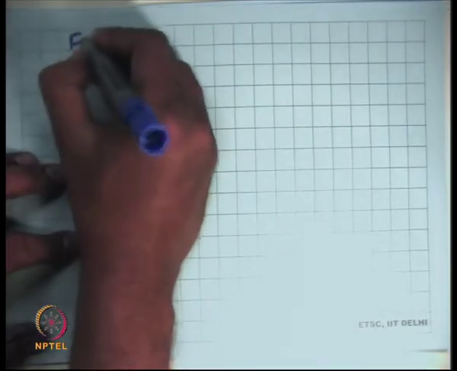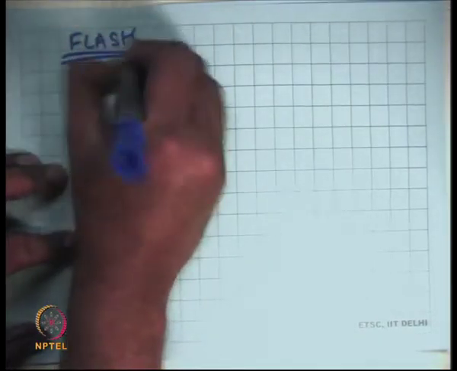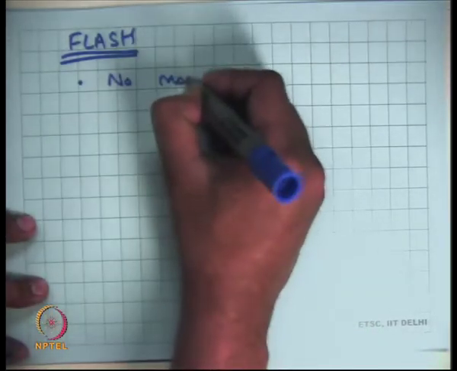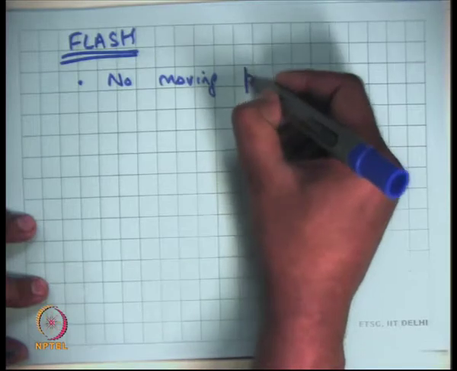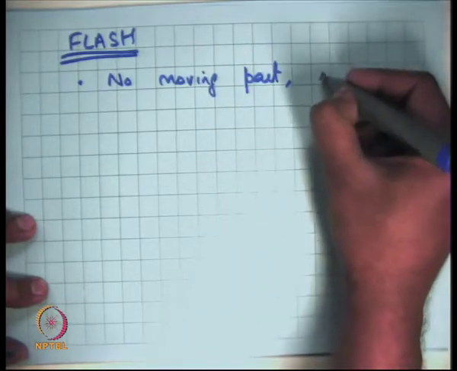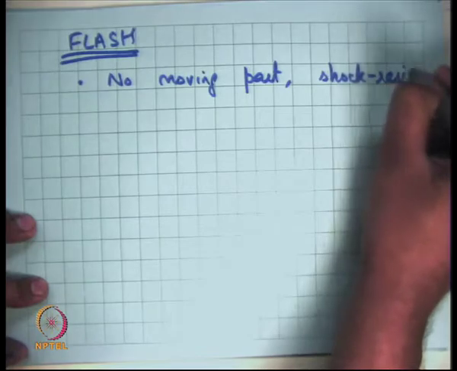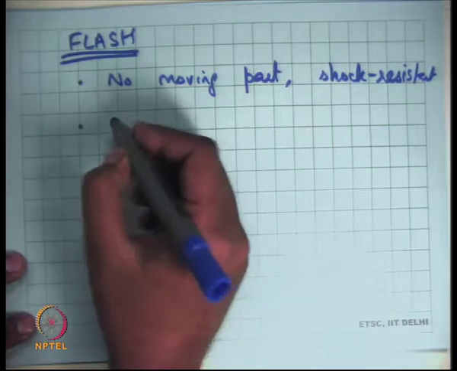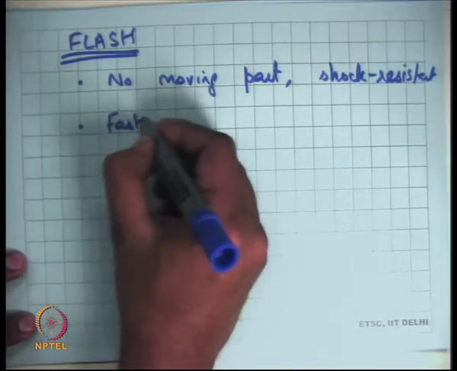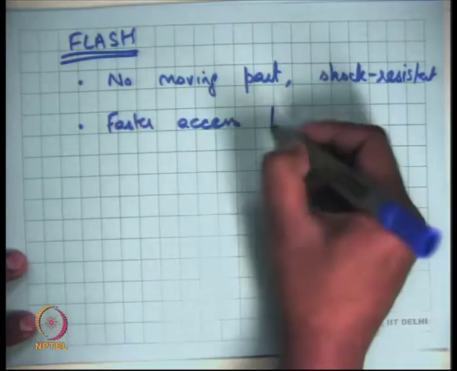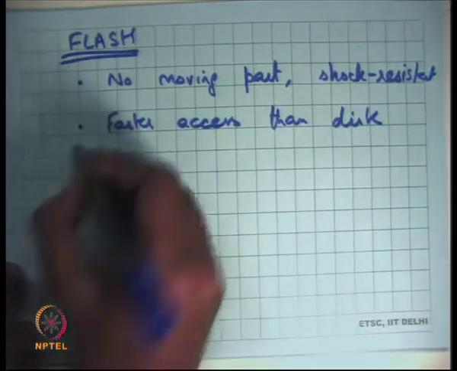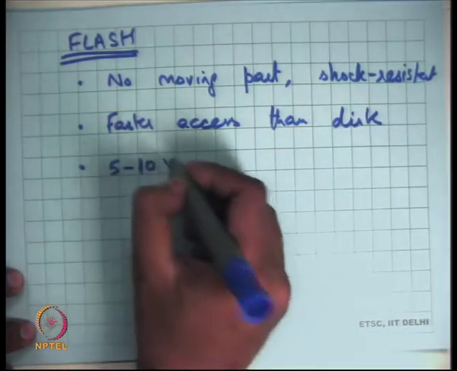Let's briefly look at the more modern technology, which is flash, and let's look at what it has. Firstly, it has no moving parts. That's a significant difference, which means it's shock resistant. You don't have to worry about moving parts breaking down or anything of that sort. Also, it has faster access than disk, but it's also 5 to 10x more expensive today.